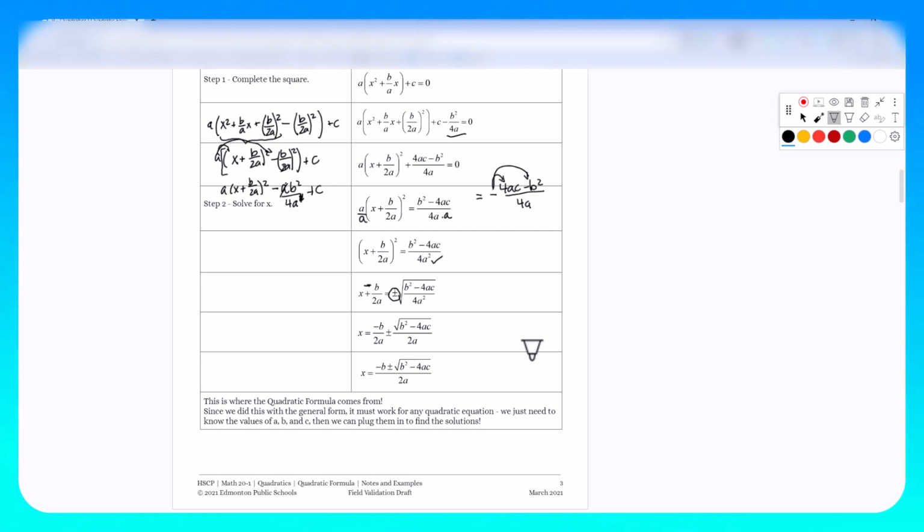Now notice at the same time what they did. They took the square root of the numerator and the square root of the denominator. The square root of 4a squared is just 2a: the square root of 4 is 2, and the square root of a squared is a. So now we have this. These both have the common denominator already, so we end up with x equals the quadratic formula.